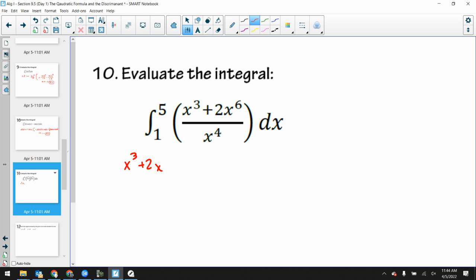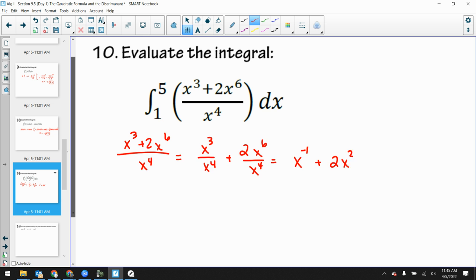This x to the third plus 2x to the 6th over x to the 4th. Now, what do I mean when I say reduce it down? I'm going to write it like this: x to the 3rd over x to the 4th plus 2x to the 6th over x to the 4th. I'm going to break it apart a little bit. Because now that's going to be x to the negative 1 plus 2x squared. And that simplifies it a little bit more, doesn't it? That's the tricky part to that one, getting it to this, and now using the antiderivative. Now finding our capital F.